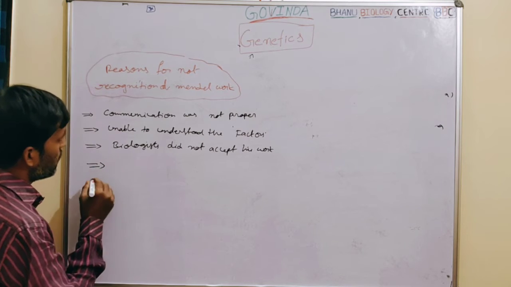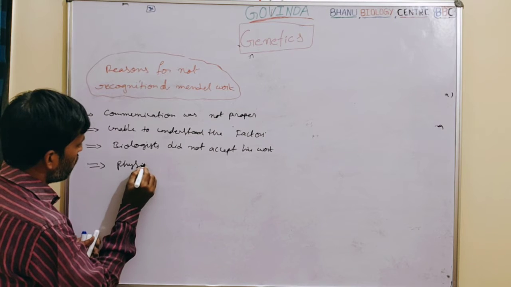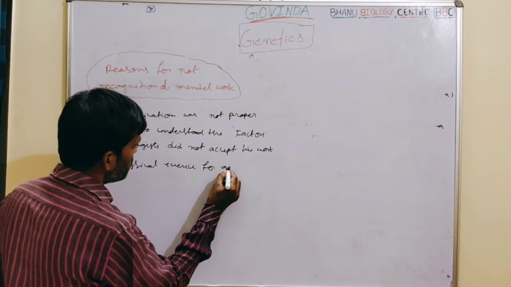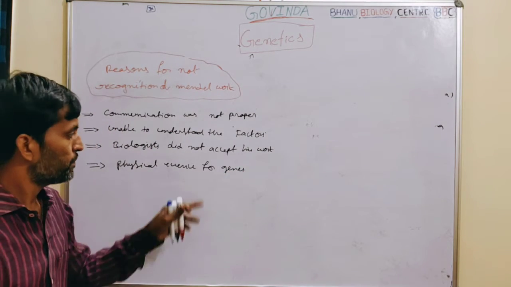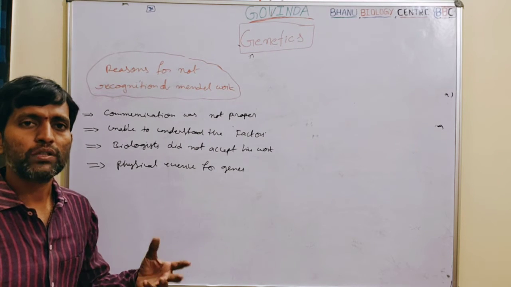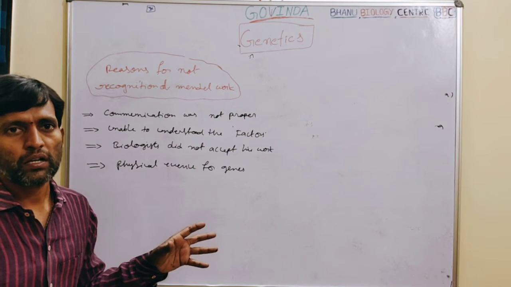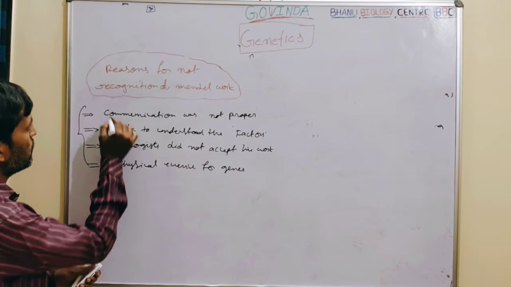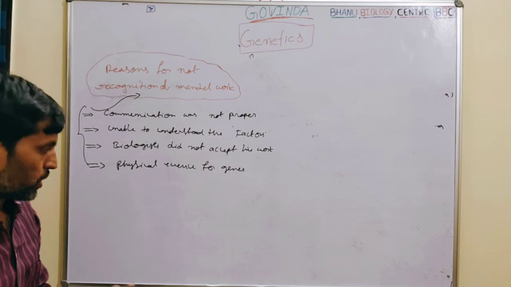Next, Mendel did not give any physical evidence for genes and failed in explaining the structure of the genes. What are genes? What are they made of? To these questions, Mendel did not have the answers. These are the four main reasons for the non-recognition of Mendel's work.